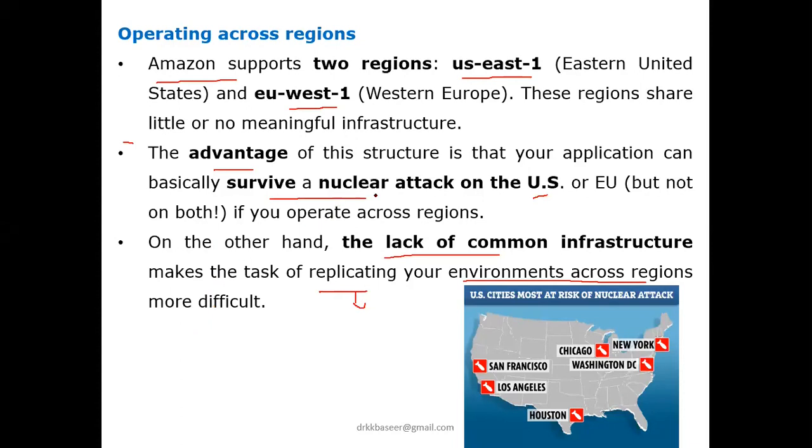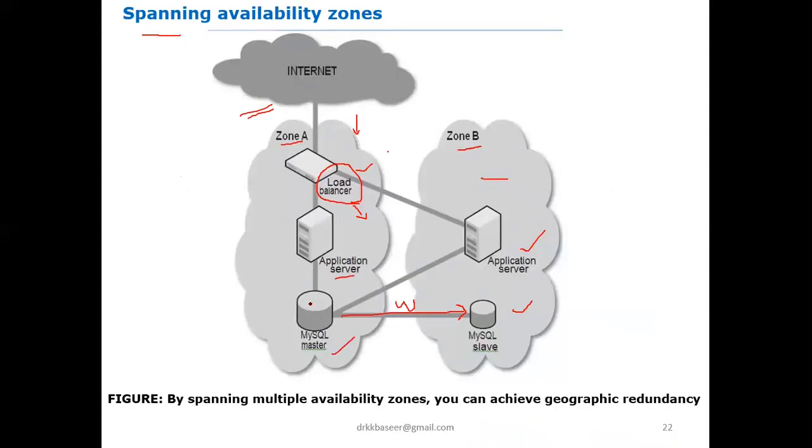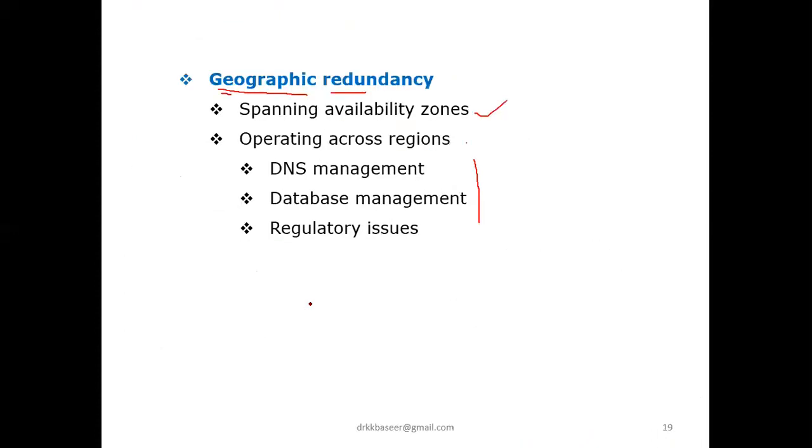Whenever such types of attacks happen, you try to overcome them with the help of this redundant geographical infrastructure. And the problem is that for every action, every operation, every task, we have to make the replica. So that is a problem here. And operations across regions consist of DNS management, database management, and regularity issues.